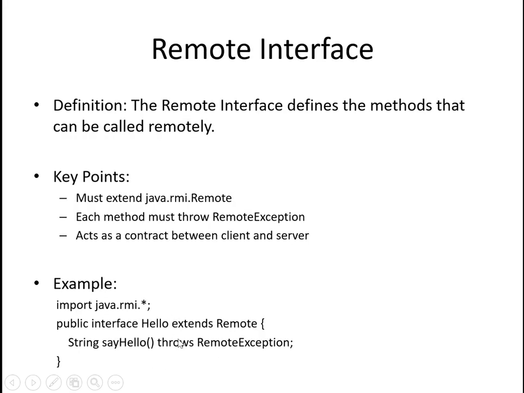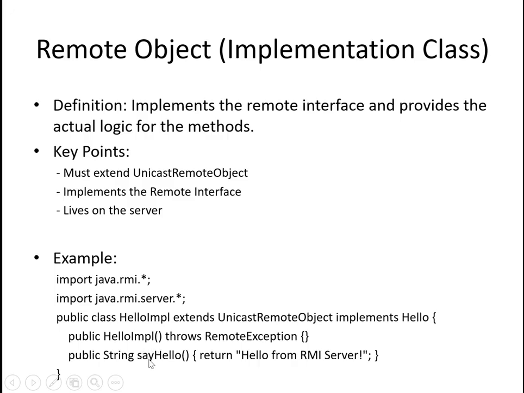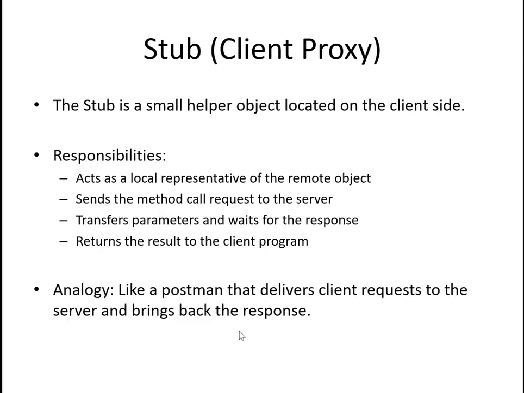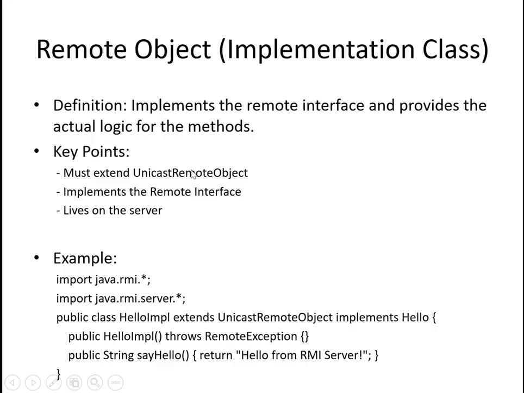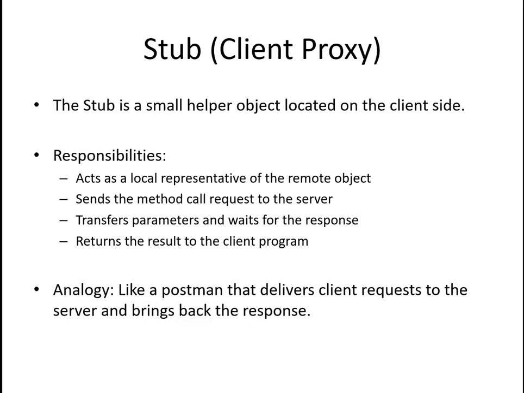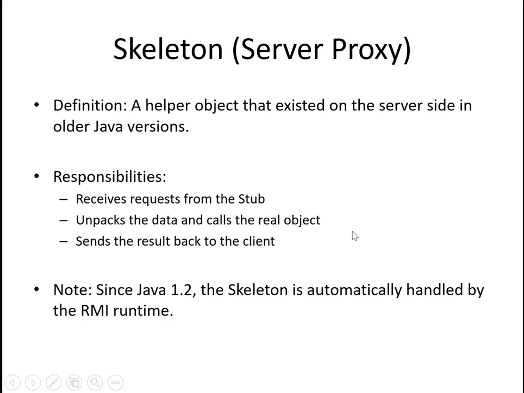Look here, in the interface I declared nothing, I simply mentioned the abstract method, and here I'm moving on to the actual implementation for sayHello. It's simply returning the string "Hello from RMI server". Now when the client calls this method, it doesn't talk directly to the remote object.